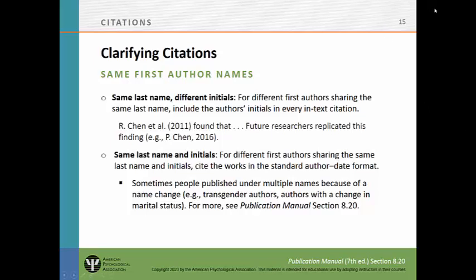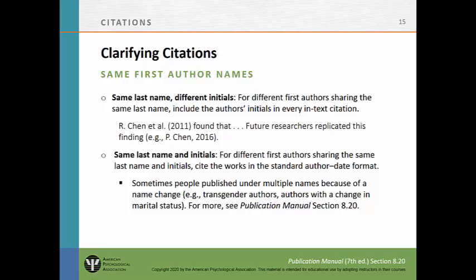Occasionally you'll have two different authors with the same surname. When you have that, you need to distinguish. We don't want people to think that you're citing Smith here and Smith there and that they're the same Smith. So what you do is you list the authors' initials. Here we have an example. R. Chen et al. (2011) found that, and so on. Future researchers replicated the same finding, e.g., P. Chen et al. And these are two different Chens. One is R. Chen, one's P. Chen. That's the only time you ever give initials in an in-text citation.